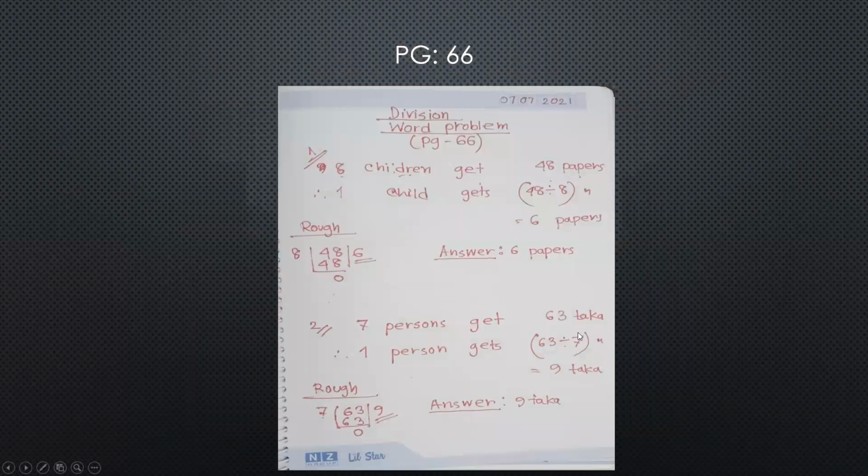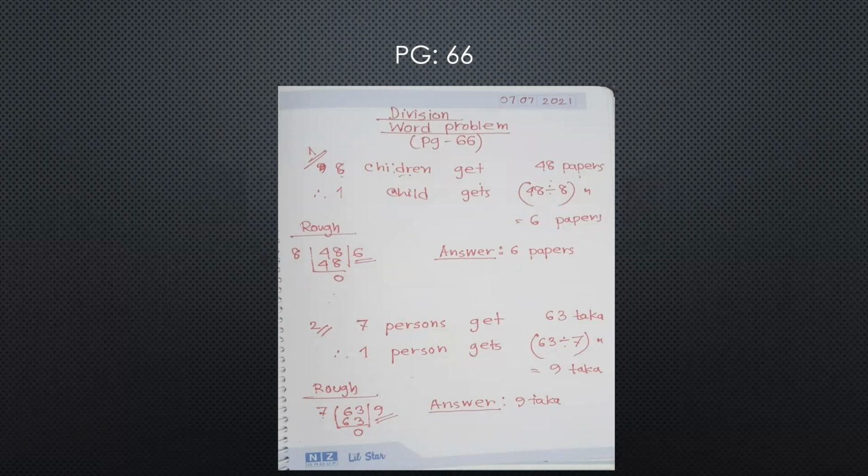So go to page 66. Choose the word problem you can see. Number 1: how many papers will each child get if 48 papers are divided among 8 children equally? Okay, this is called division. How many papers will each child get?